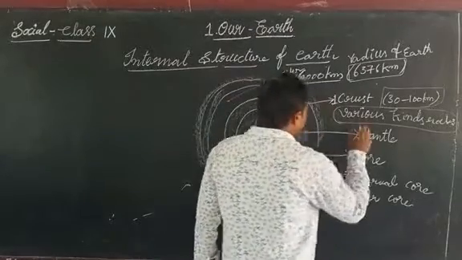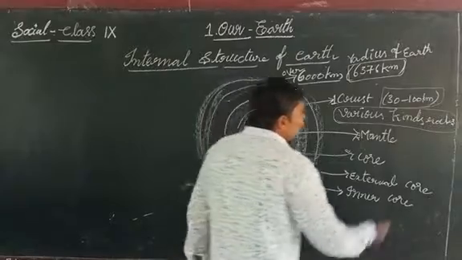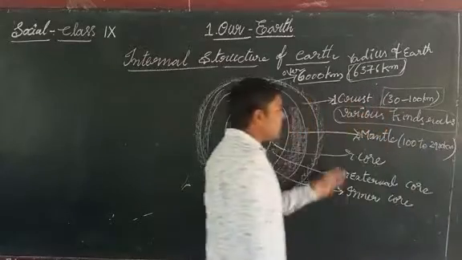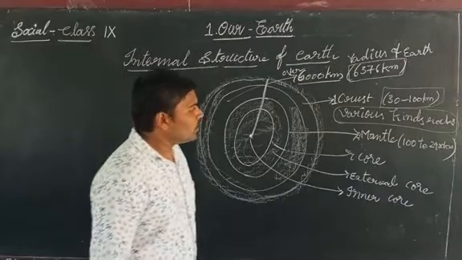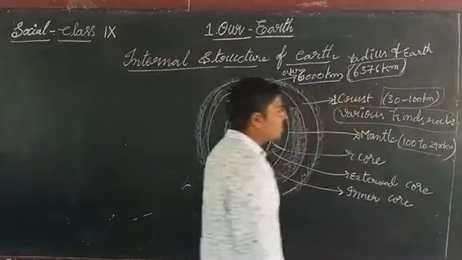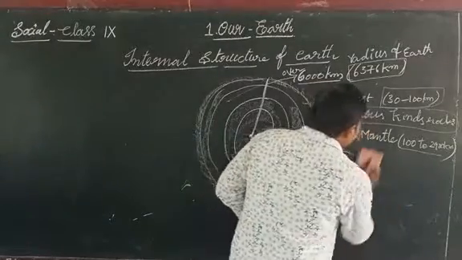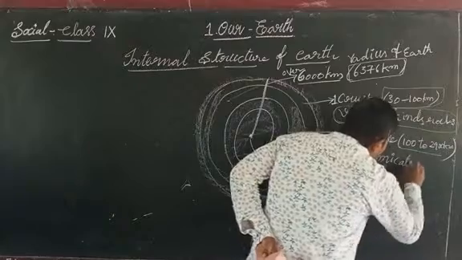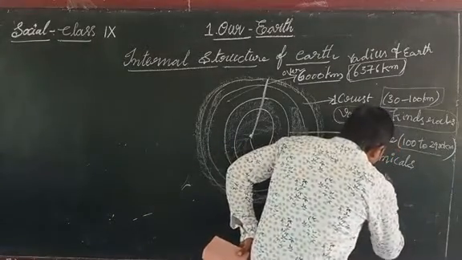Okay, now the second one, the mantle. The mantle extends from 100 kilometers to 2,900 kilometers. If you go into the Earth, the thickness of the mantle is about 100 to 2,900 kilometers, and the mantle is composed of chemicals called silicates.